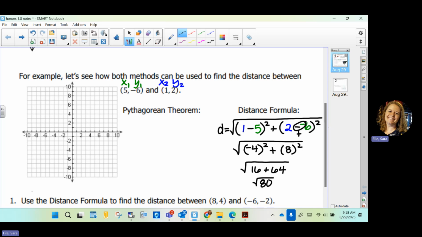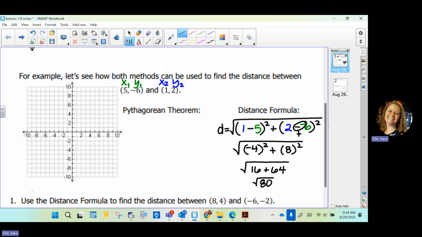Now, is that a perfect square? No. 81's a perfect square, right? So you should be able to estimate this. If you had a multiple choice question and your choices were decimals, you should really easily be able to narrow it down, because that's really close to 81, which is 9 squared. So this should just be a little less than 9. It's going to be 8.9-ish or 8.8-ish.